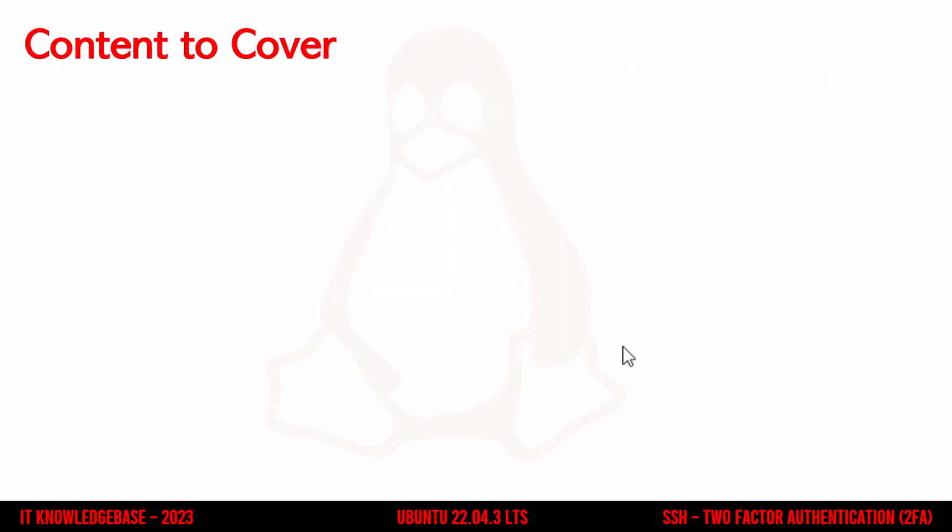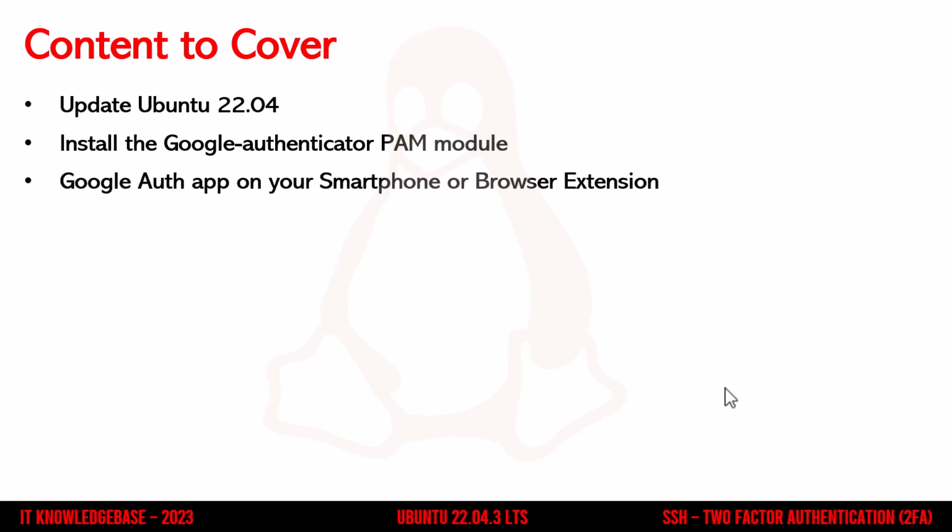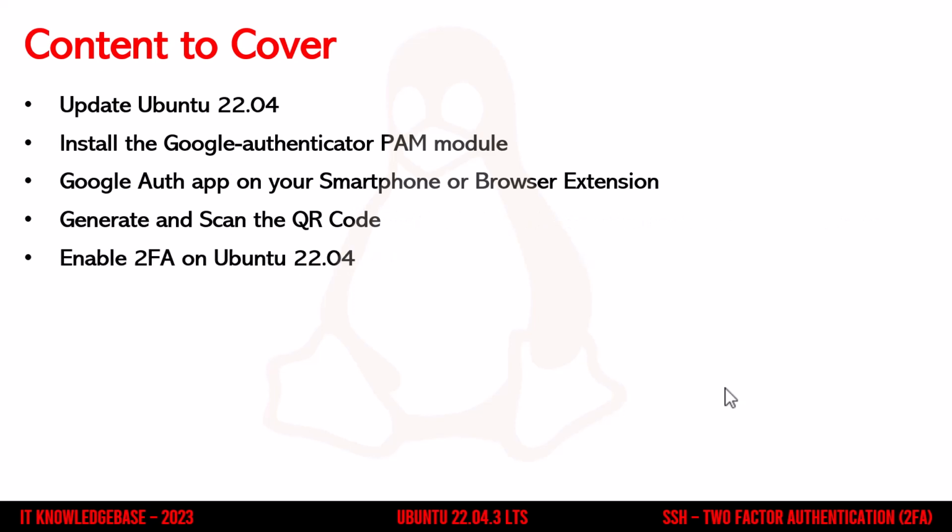Content to cover in this video: steps to enable Google Authenticator 2FA on Ubuntu 22.04 LTS Jammy Jellyfish. First, update your Ubuntu 22.04 server, it is recommended. Then install the Google Authenticator PAM module. Download the Google Authenticator app on your smartphone or browser extension. Then generate and scan the QR code. Then enable 2FA on Ubuntu 22.04. Then configure the SSH configuration file. And in the last, we will test two-factor authentication login on the Ubuntu server.